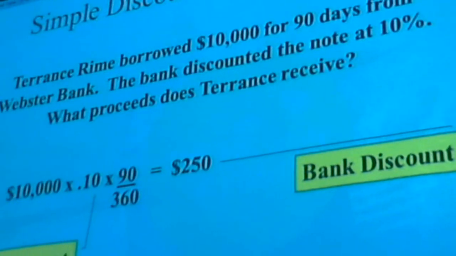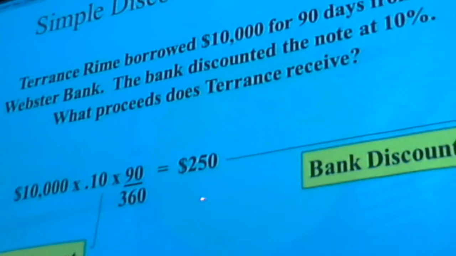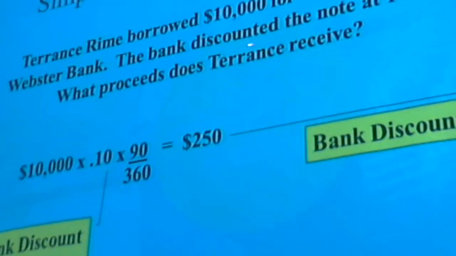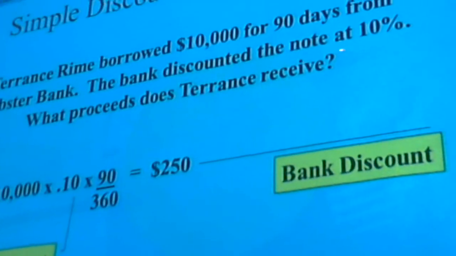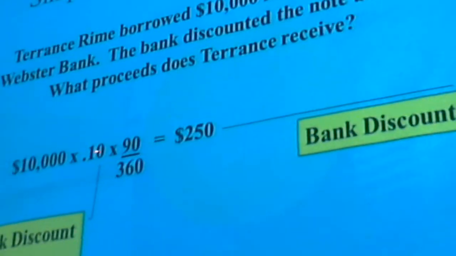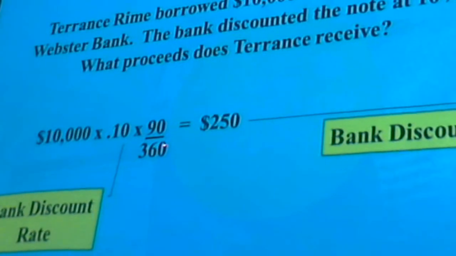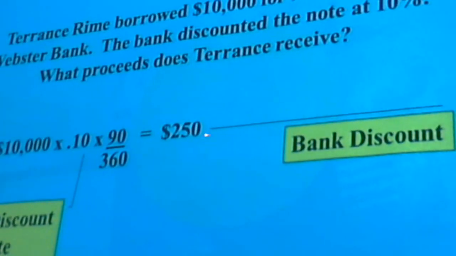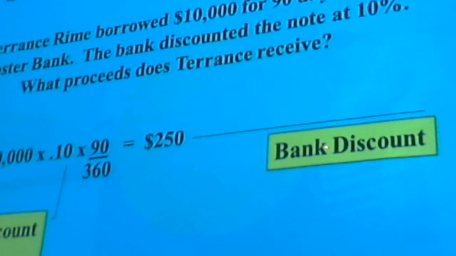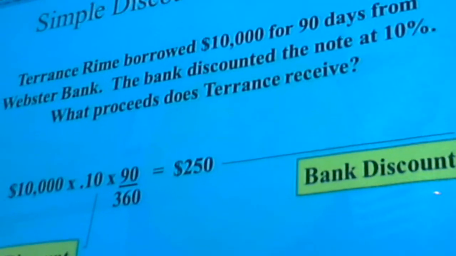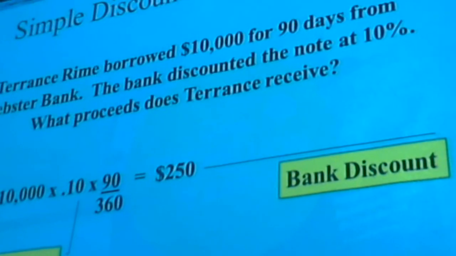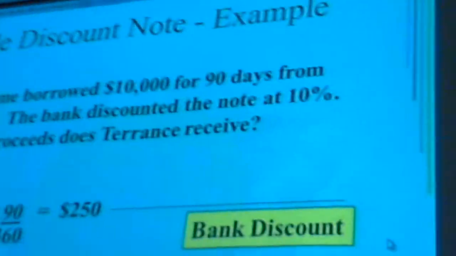One less calculation. Okay? So, the bank discounts the note at 10%. Percent sign, that's your rate. That's R. P times R times T gives you what? The interest. Now, do they call it interest here? In this chapter, we call it the bank discount. It's the same thing as I.